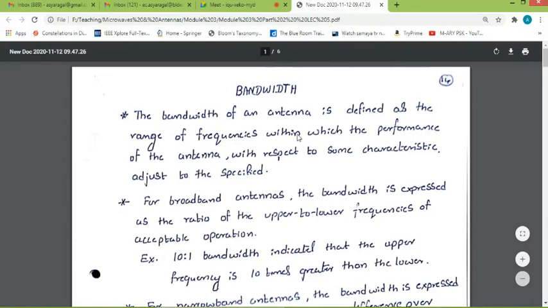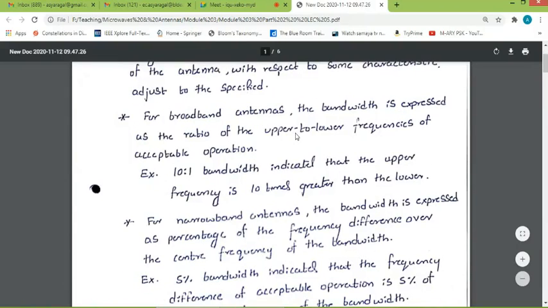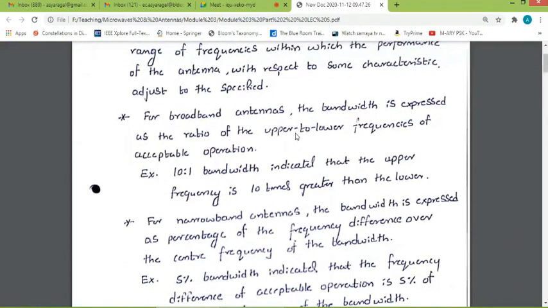Within that bandwidth itself we discuss broadband antennas and narrowband antennas, and how exactly these are classified. Whenever we consider broadband antennas, the bandwidth can be defined as a ratio of upper frequency to lower frequency. For example, a 10 to 1 bandwidth indicates that the upper frequency is 10 times greater than the lower frequency. This is how we specify the bandwidth of broadband antennas.